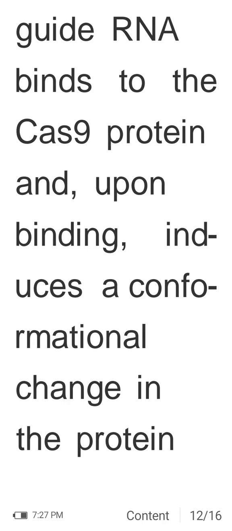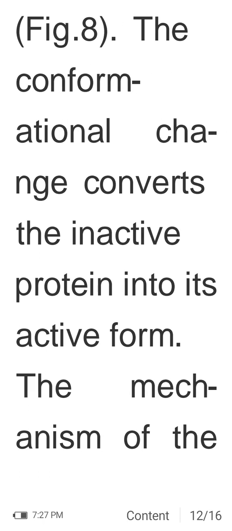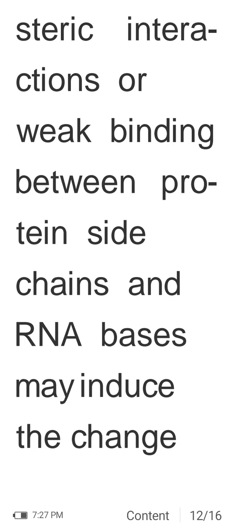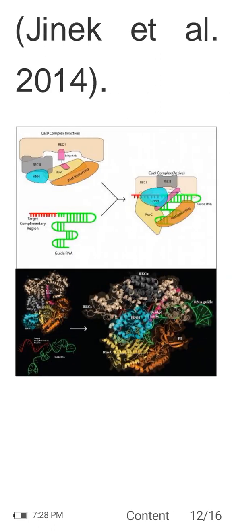The artificial guide RNA binds to the Cas9 protein and upon binding induces a conformational change in the protein. The conformational change converts the inactive protein into its active form. The mechanism of the conformational change is not completely understood, but Jinek and colleagues hypothesize that steric interactions or weak binding between protein side chains and RNA bases may induce the change.